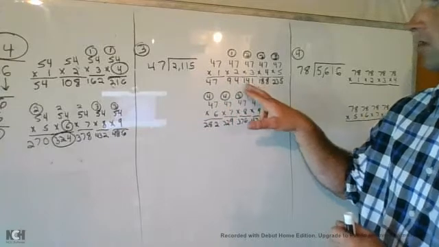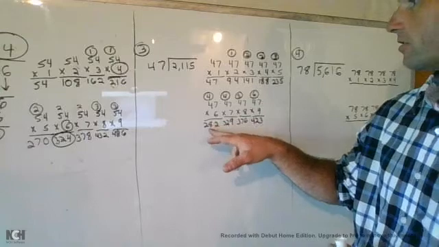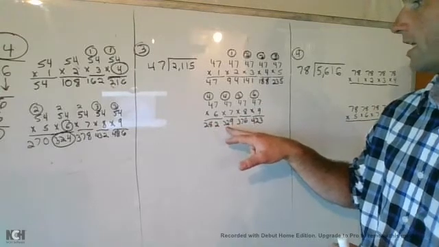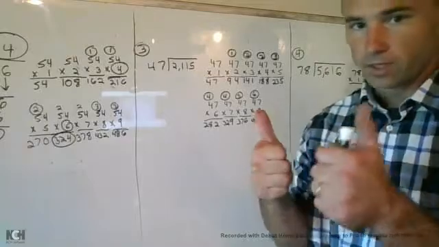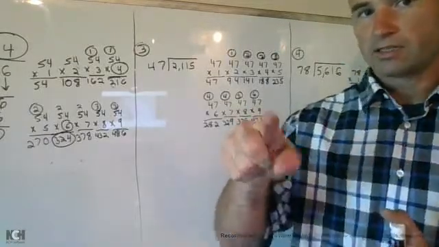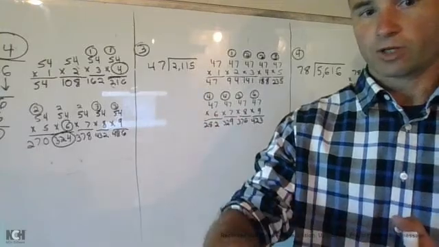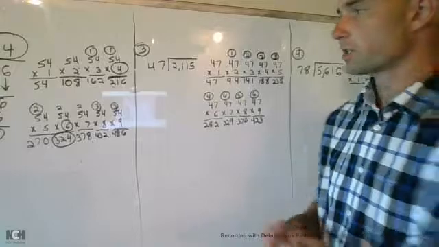47, 94, 141, 188, 235, 282, 329, 376, and 423. Are we good? If you are, hit the pause button again to actually solve the division expression now. Okay, you solved the division expression.